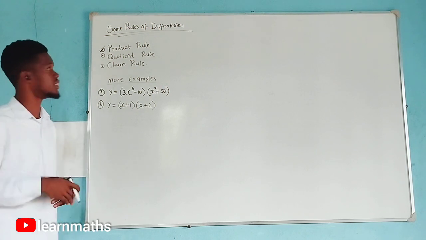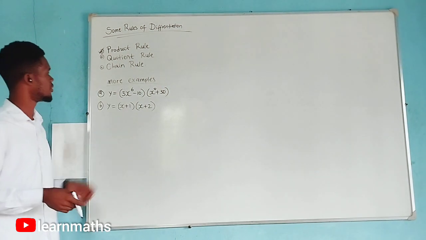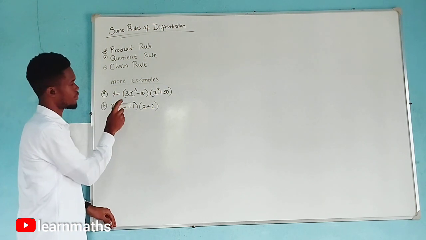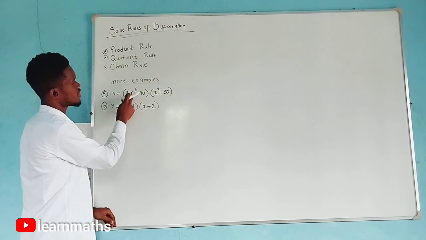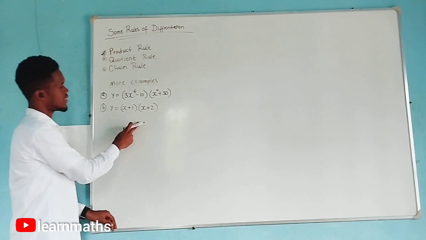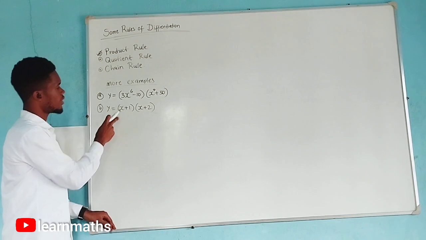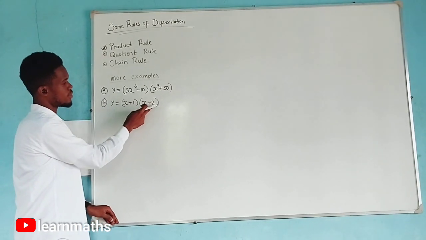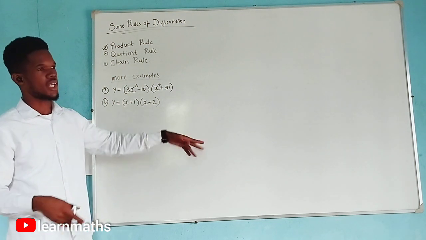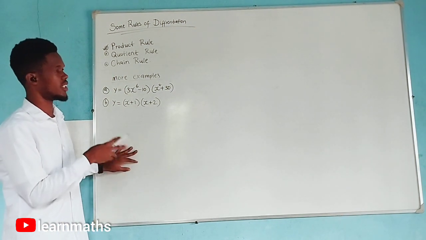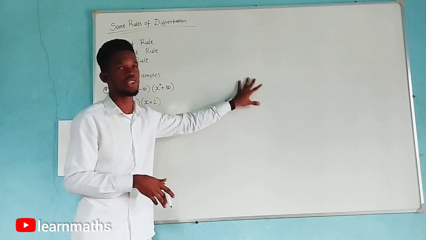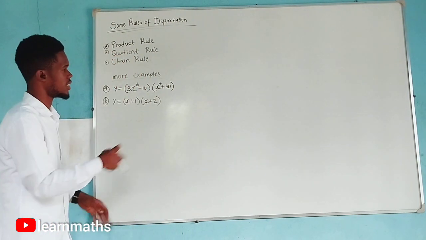Alright, so let's take more examples on product rule, right? Now the first example we have is y being the product of 3x raised by 6 minus 10 and x raised by 4 plus 30. And the second example, y is the product of x plus 1 and x plus 2. Now, I think you can use the two methods that I showed us just now to differentiate any function. There is no case where you cannot use that multiplication short method I showed you.